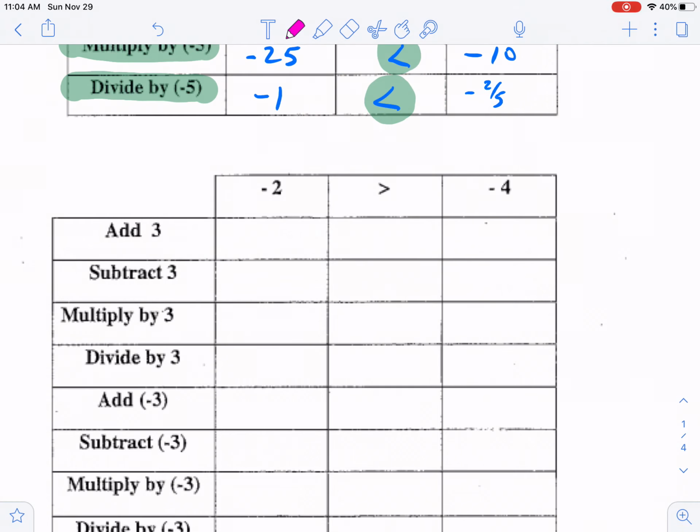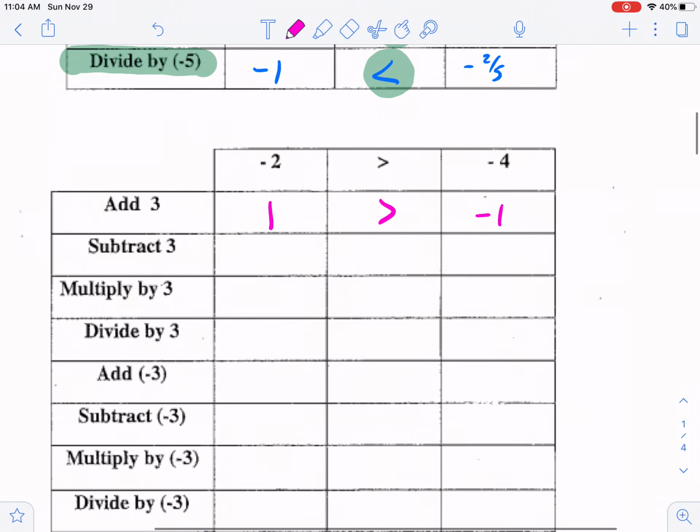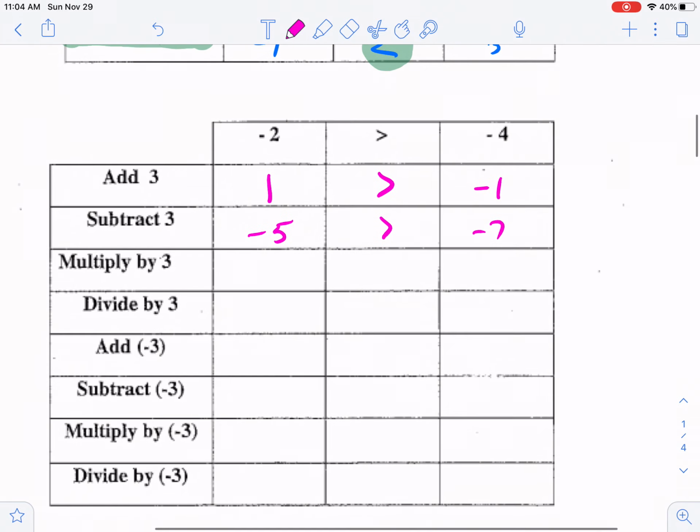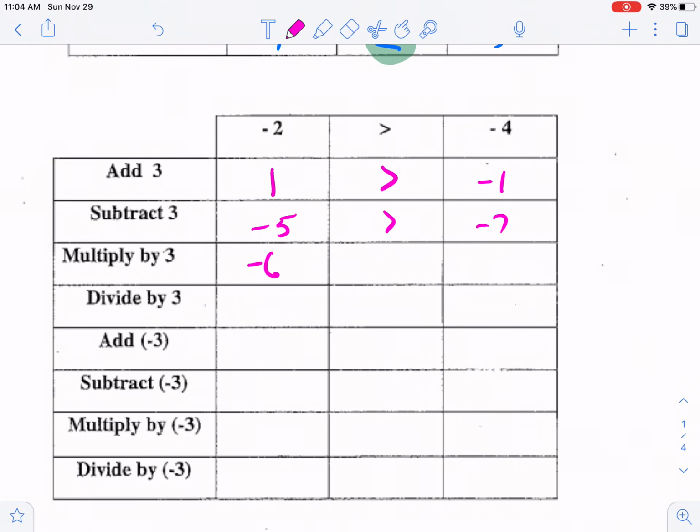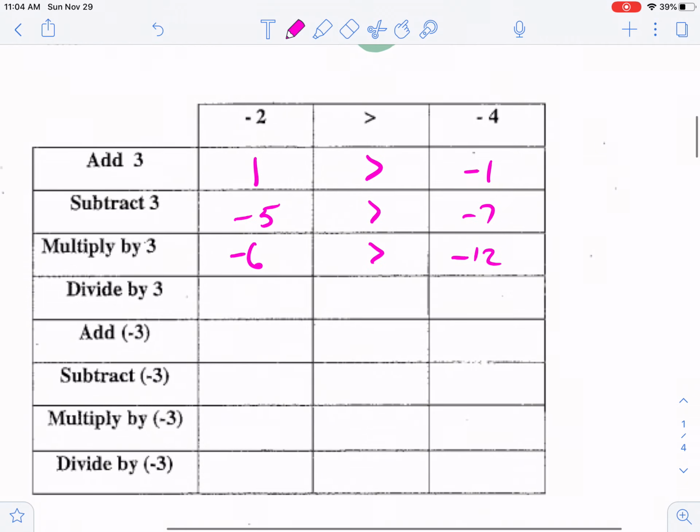So, add 3. 1, negative 1. Negative 1 is less than 1. Subtract 3. Negative 2 minus 3 is negative 5. Negative 4 minus 3 is negative 7. Still, the arrow stays. Multiply by 3, negative 6. Multiply by 3, negative 12. Arrow stays. Divide by 3, negative 2/3. Divide by 3, negative 4/3. Arrow stays.